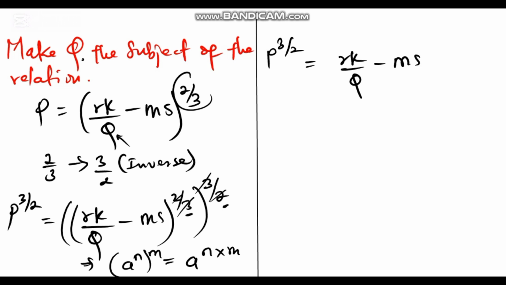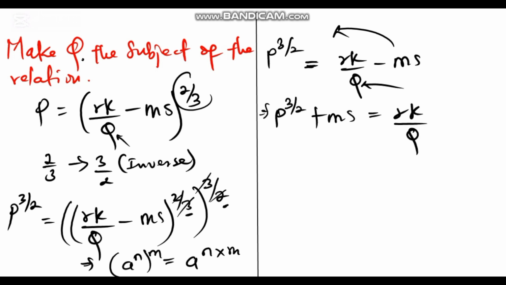Alright, now don't forget we are trying to what? Isolate q. So let us take this to the other side. We'll be having p raised to power 3 over 2. And don't forget that whenever a term is crossing the equal to sign, it's going to change its sign. So we're having minus ms, so it's going to change to plus ms equal to rk over q. Now don't forget, we are trying to what? Isolate q on one side.